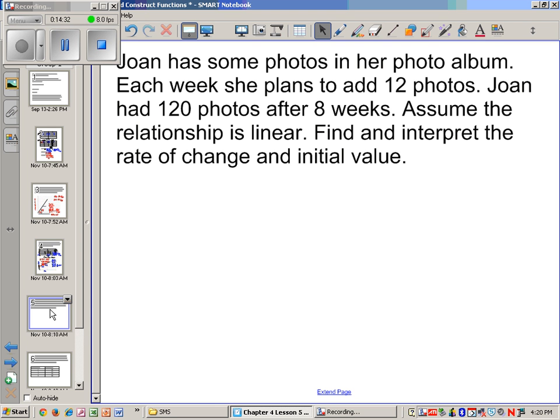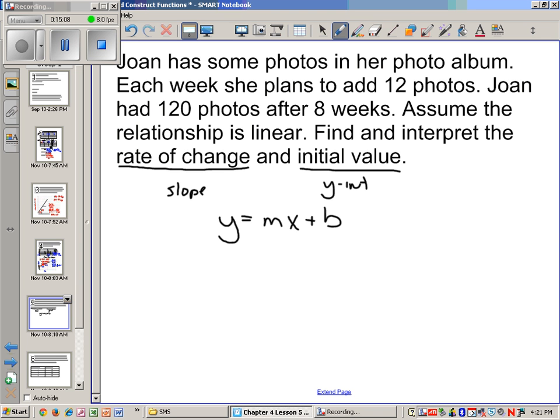Okay, so the relationship is linear. That means it's going in a straight line. So that means we're going to use our slope-intercept form here to solve this problem. Okay. And once again, our rate of change, remember back in chapter 3, rate of change, constant rate of change, is our slope. Okay, initial value, that's our startup. That could be a deposit. So that's going to be our y-intercept. So we're going to be looking for y slope-intercept form. That's what we're going to use to try to solve this problem.